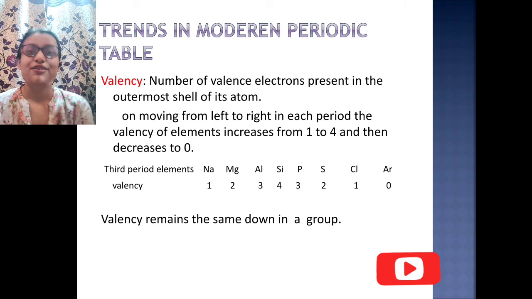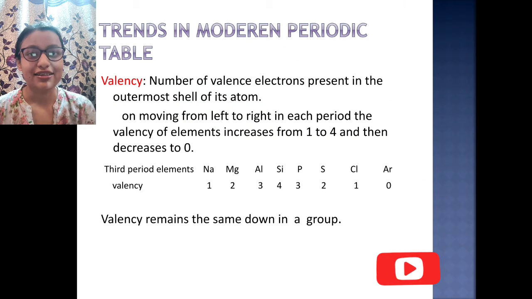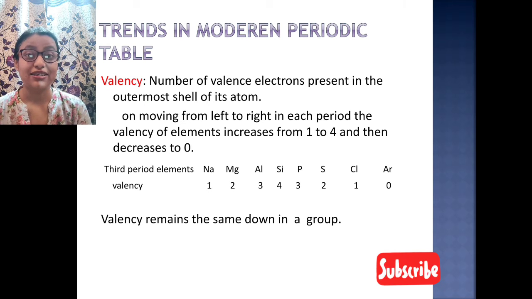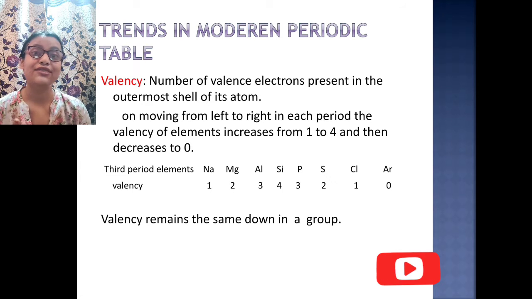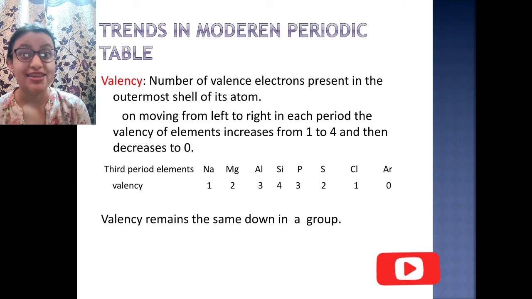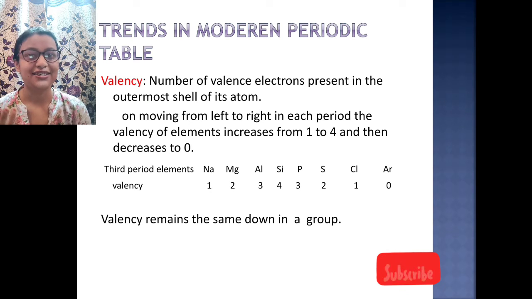Hello students, in my previous video I have already discussed the periodic classification of the elements. In that we discussed the different classifications of the elements given by different scientists. The first one was Dobereiner's triads, the second was Newlands' law of octaves, the third was Mendeleev's periodic table, and the fourth, the last one, is the modern periodic table which we follow now.